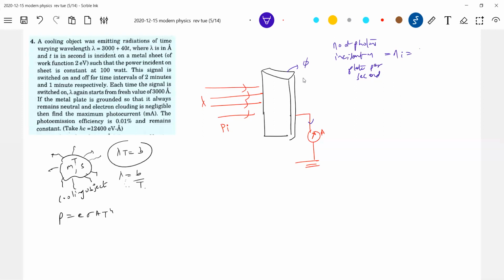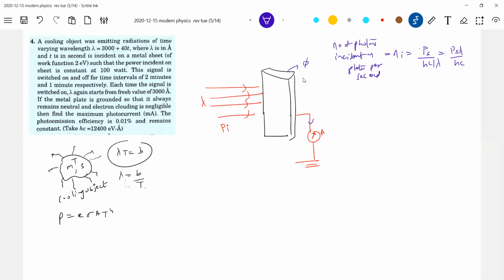They should be equal to the power of the source divided by the energy of a photon, hc by lambda. So Ps lambda by hc. This lambda is varying with time. That is another thing. This lambda is not a constant, it is varying with time. Then what is the efficiency now?